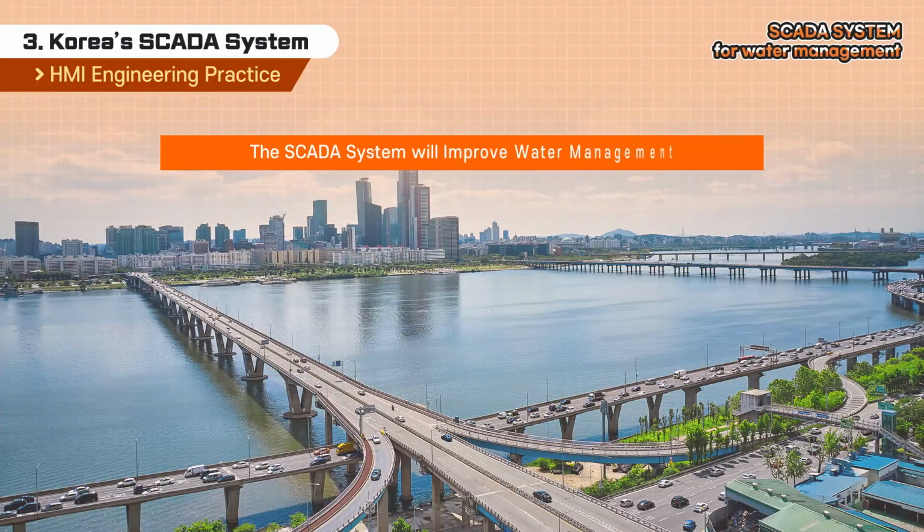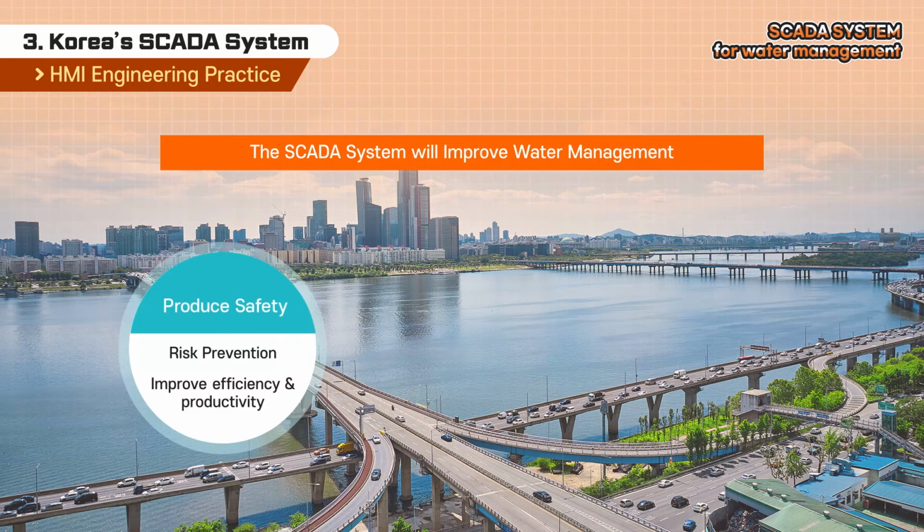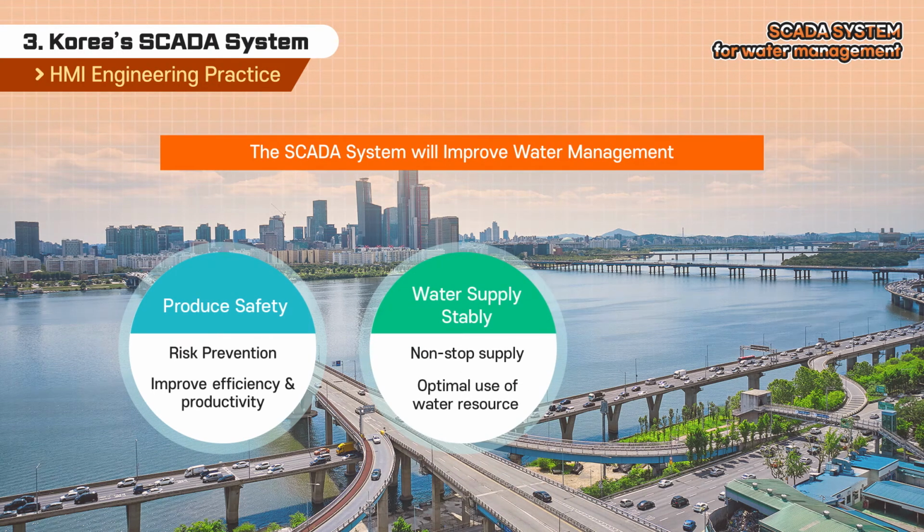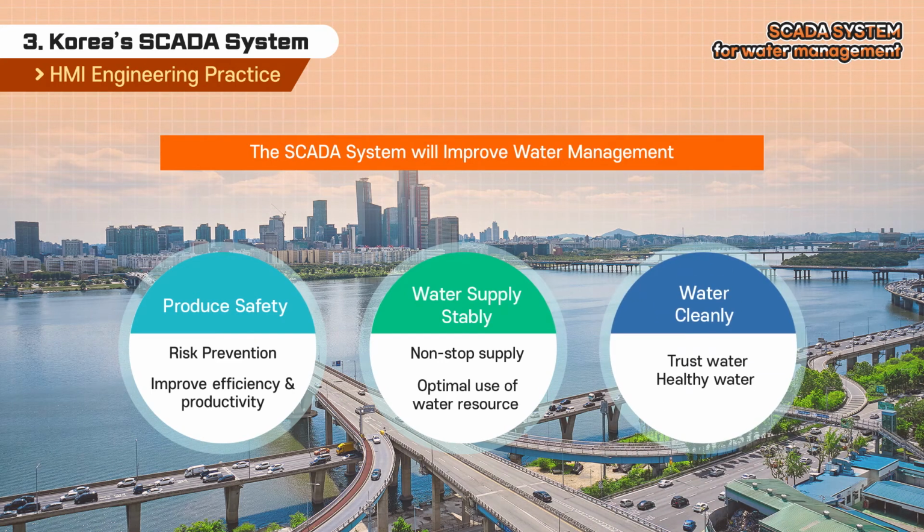The SCADA system can lead to the improvement of water management. In addition, positive results such as risk prevention and efficiency and productivity improvement, stable water supply and optimal use of water resources, and reliable and healthy water supply can be obtained from its introduction and utilization.